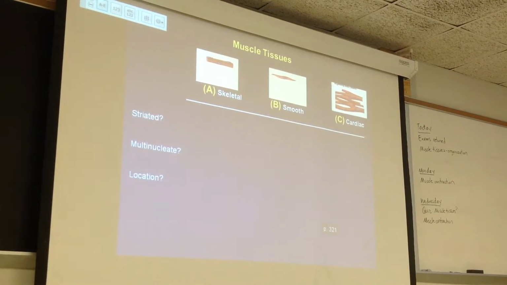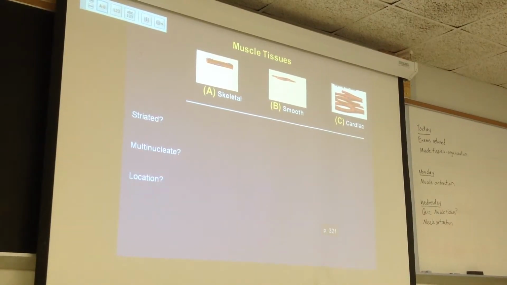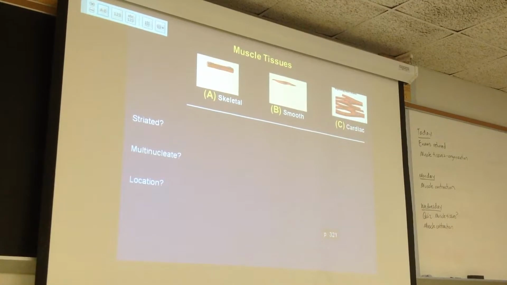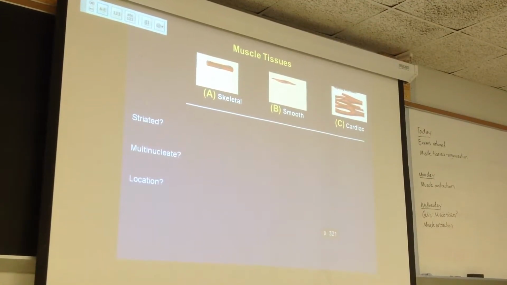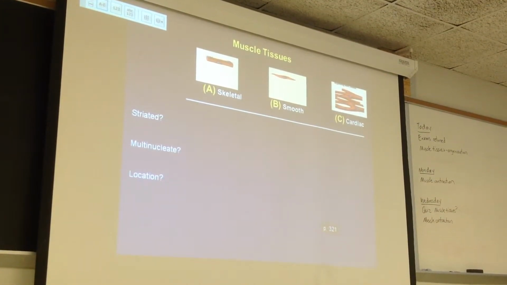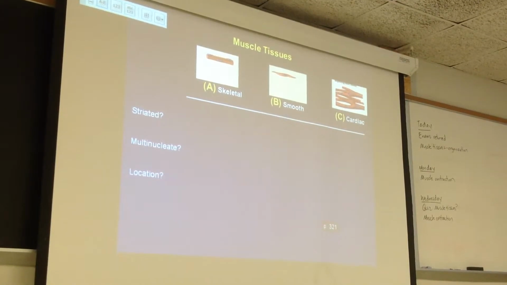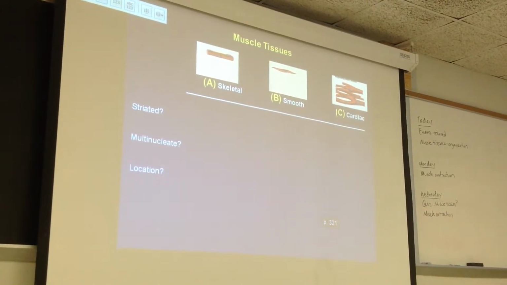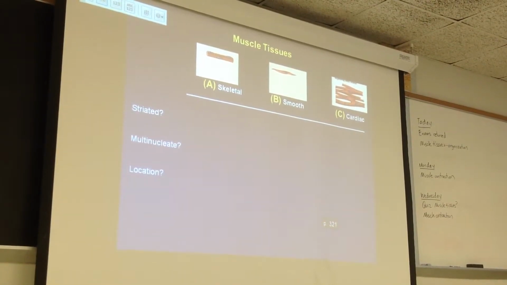We're going to mainly talk about skeletal muscle tissue in this chapter. We'll do a little bit about smooth muscle, and a little, but not much at all, about cardiac. That's really going to be covered when we get to the heart in the second semester.